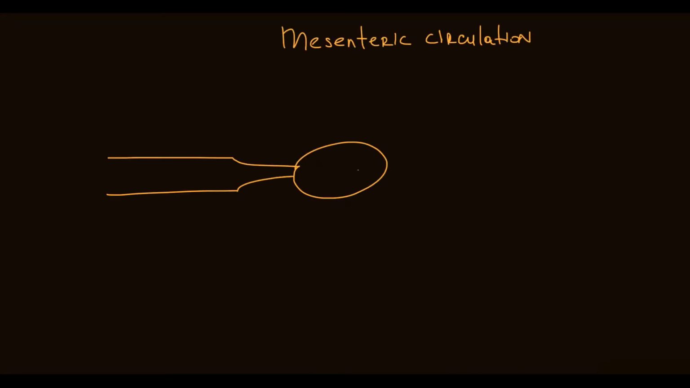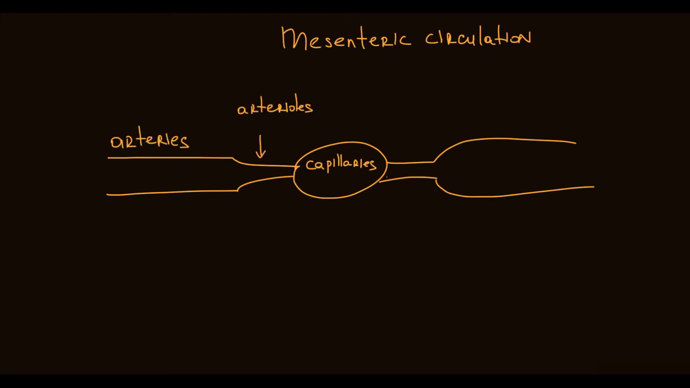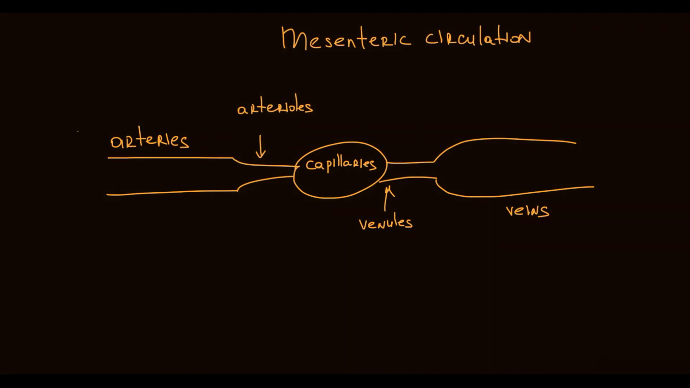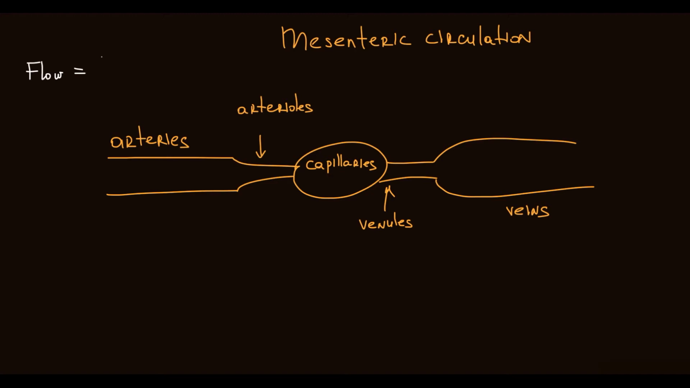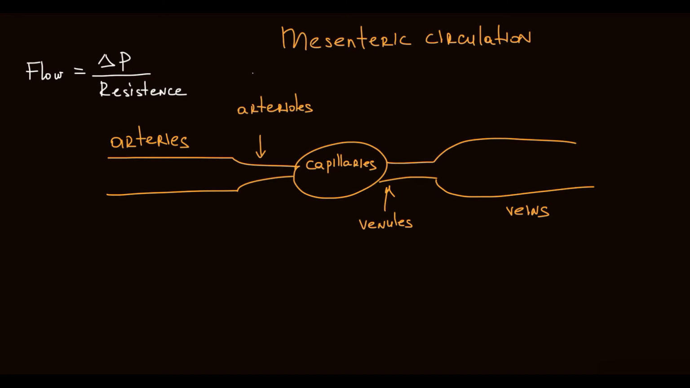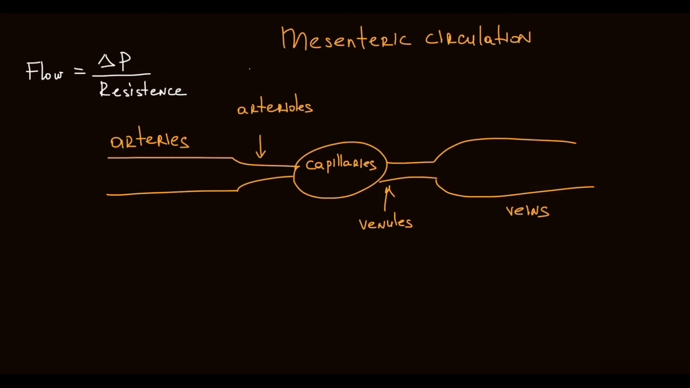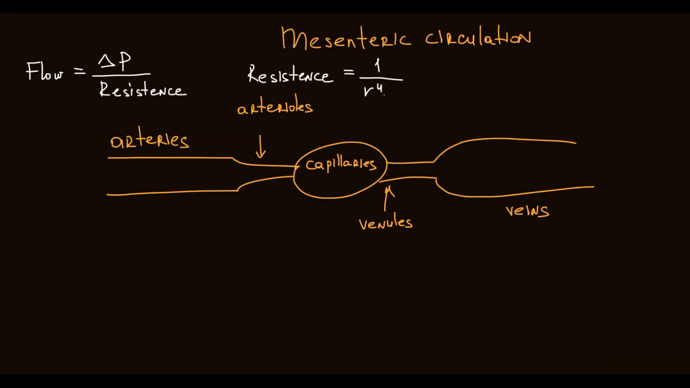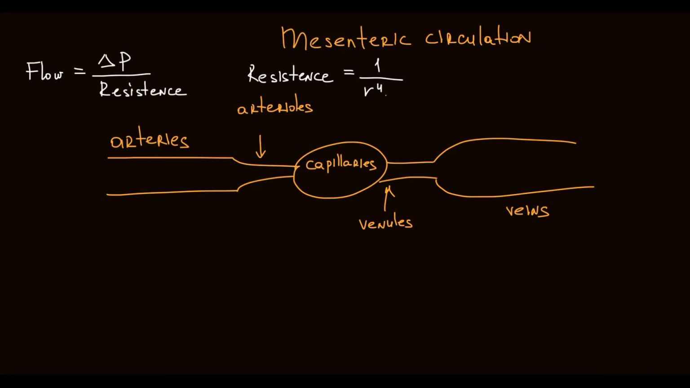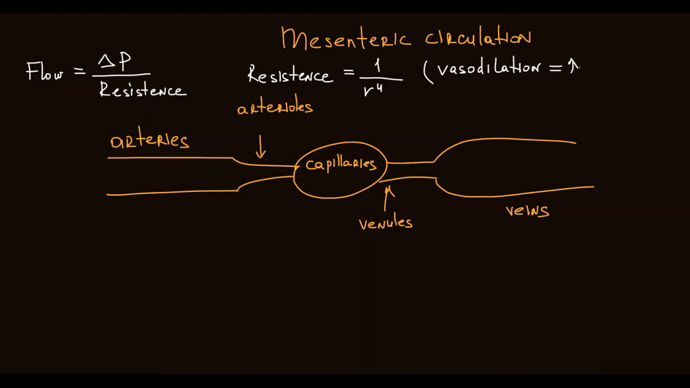To illustrate this, there are arteries, arterioles, capillaries, venules, and veins. Arteries serve as major blood conduits providing flow. Recall that according to Ohm's law, flow is equal to pressure difference divided by resistance. Arterioles serve as major regulators of blood flow. They regulate blood flow by changing resistance in the cardiovascular system. Recall that resistance is inversely proportional to the fourth power of the radius. Arterioles, by their contraction or dilation, change their radius, and this affects blood flow. For example, with vasodilation, radius increases, thereby resistance decreases and flow increases.